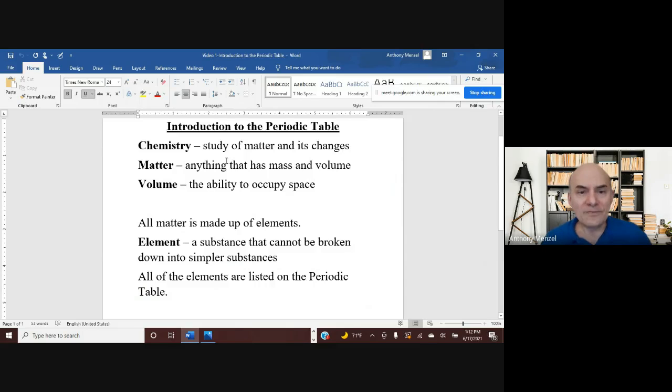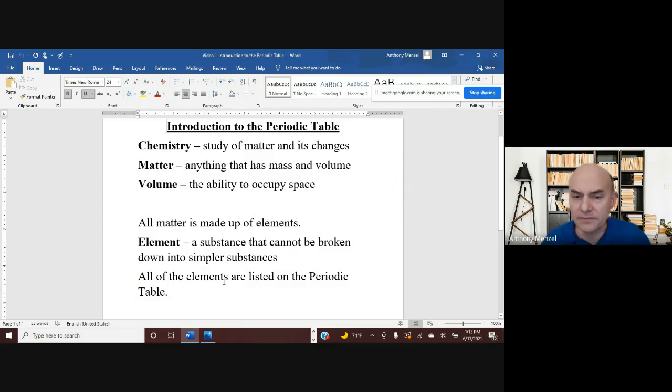So chemistry is a very important field to study because everything is related to chemistry, because chemistry is the study of matter. Now, what is matter in chemistry made up of? It's made up of elements. And how can we define an element? An element is simply a substance that cannot be broken down into simpler substances. So it's the simplest substance you can have.